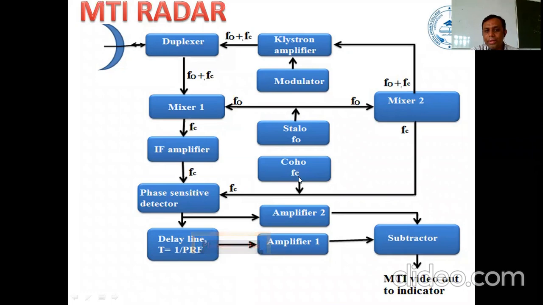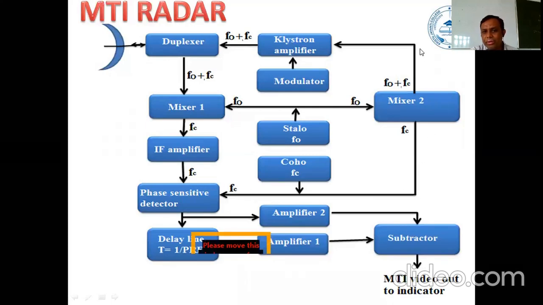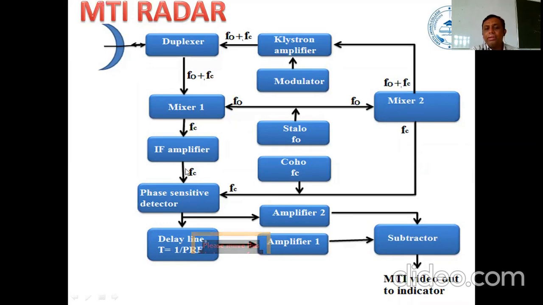The phase sensitive detector will compare the transmitted frequency, because FC was the frequency we generated and transmitted along this path. We are also getting an FC which has been reflected from the target. So we have two FCs here: one FC which was transmitted, which we keep for reference, and another FC which has been reflected back from the target. The phase sensitive detector checks if there is any phase difference between the transmitted coherent frequency and the received coherent frequency.